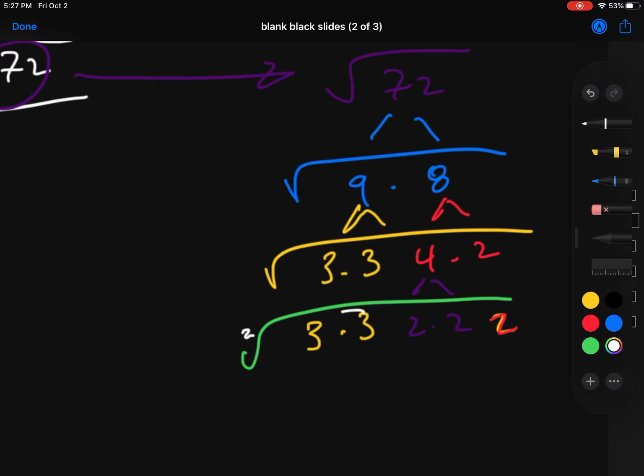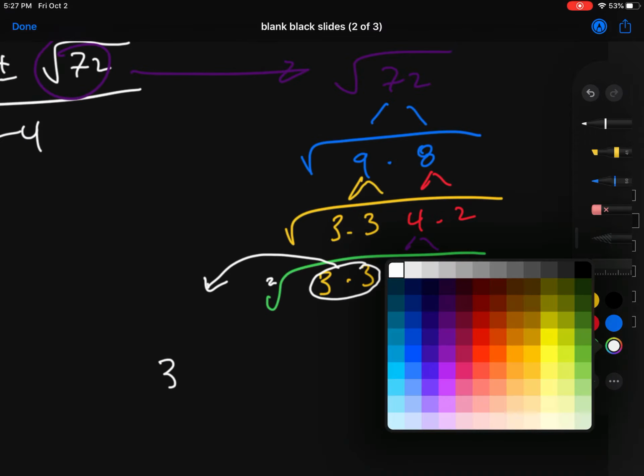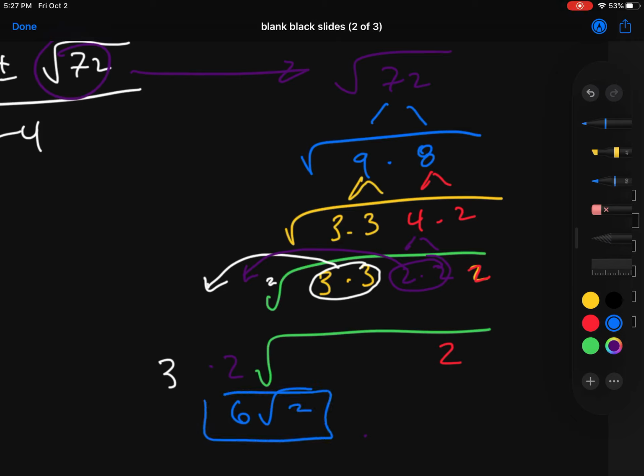So if they're a pair, they can come out into this scary neighborhood, but they need to hold hands. You have a 2 there. And what's left that's not circled? That is the red 2. So our final answer here is 3 times 2 is 6, 6 radical 2. So what does that mean? Square root of 72 is 6 radical 2.